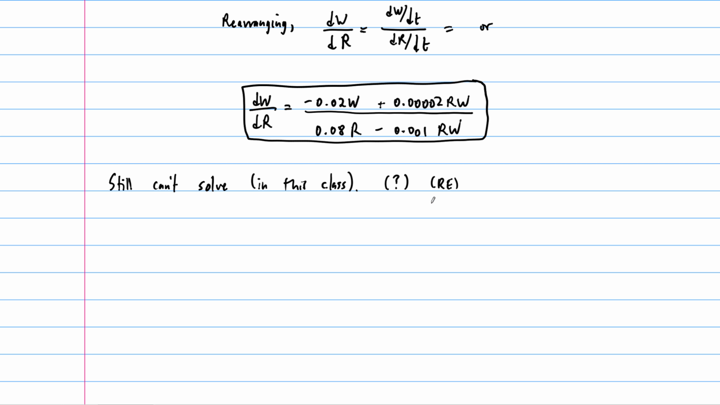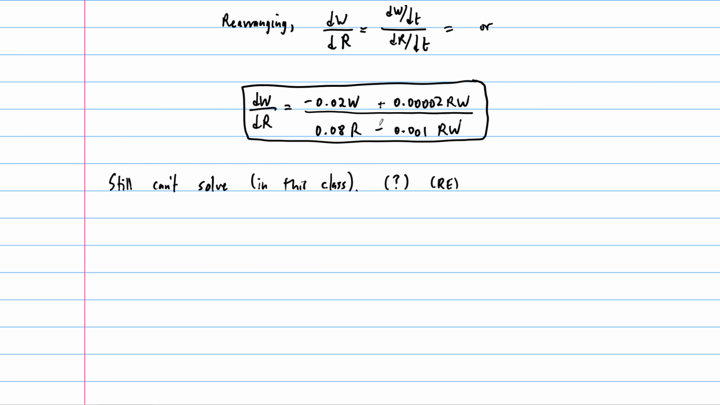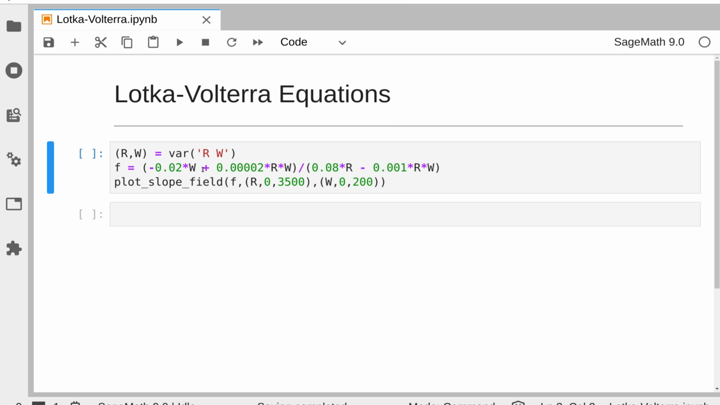So to get the slope field, I'm going to go to Sage Math. I've got another window open here, and we looked at this in the numerical method lecture. I've already typed in everything here. So I've defined the variables r and w. I've got the right-hand side of our differential equation, this ratio. So negative 0.02 times w, etc. You can check this. It's going to be okay. And then plot slope field. So I put the range for the r to go from 0 to 3,500 and for the wolves to go from 0 to 200. Let's see what it gives us.